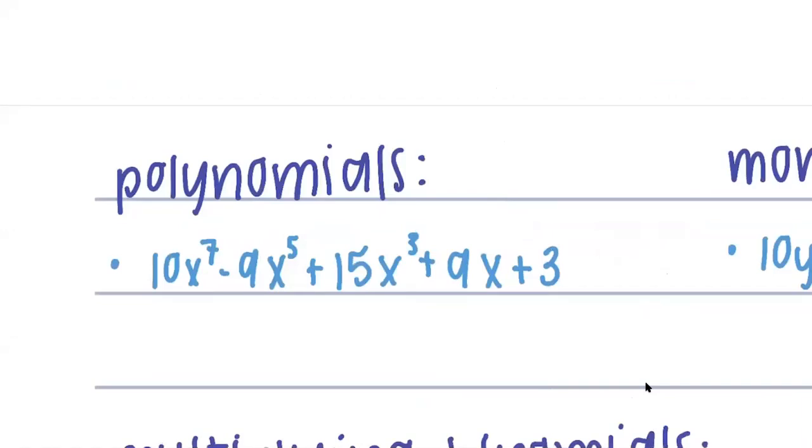Okay, perfect. So, in this example here, 10x to the 7th is going to be the first term, negative 9x to the 5th will be your second term, 15x to the 3rd would be a third term, 9x would be another, and 3 would be another. These all have different powers of x, and this one has no x, but it's also considered a term. So that's why this is called a polynomial, because there are multiple terms and they all have different powers of x. Any questions about that?